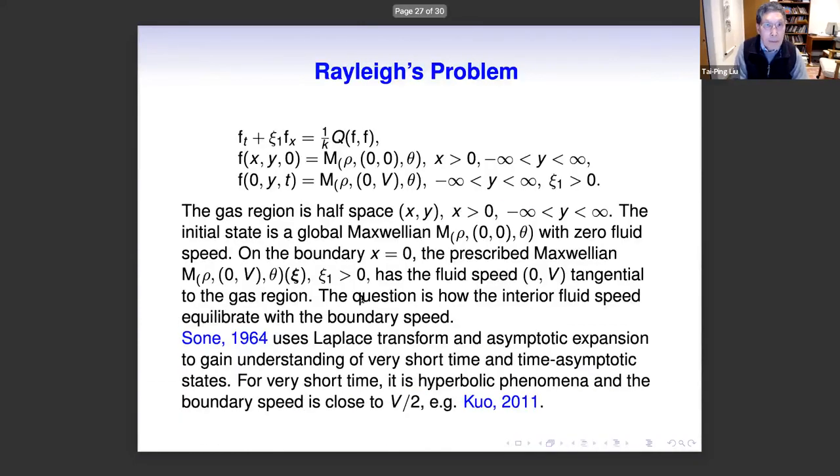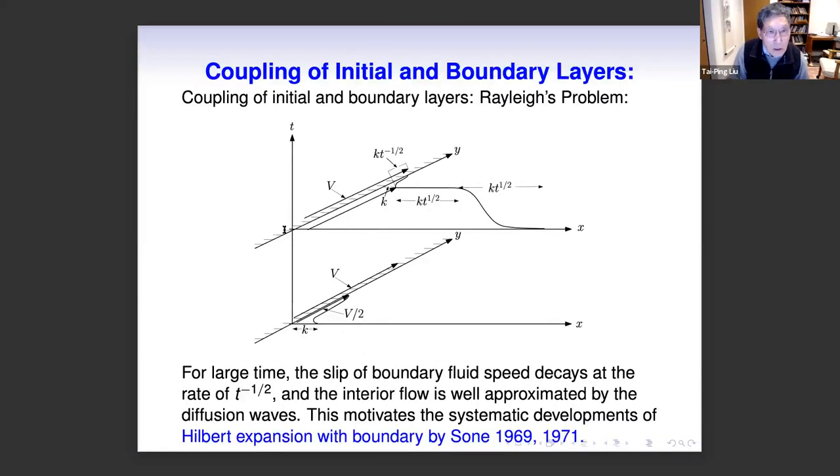Now I want to turn to a couple more examples, and this is the Rayleigh problem. So the Rayleigh problem, let me show this by this picture. So you have a boundary here, the solid boundary, but you move the solid boundary tangentially from the gas region. The gas region is here, okay.